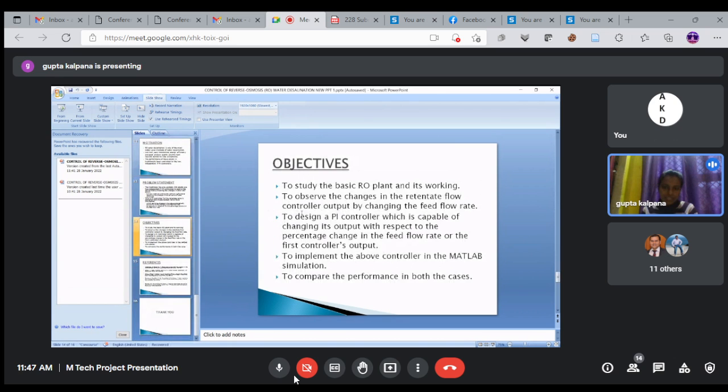The objectives of this topic are to study the basic RO plant and its working, to observe the changes in the retentive flow controller output by changing the flow rate, and to design the PI controller, proportional integral controller, which is capable of changing its output with respect to the percentage change in the feed flow rate or the first controller's output. Next, to implement the above controller in MATLAB simulation and to compare the performance in both cases. These are some differences.